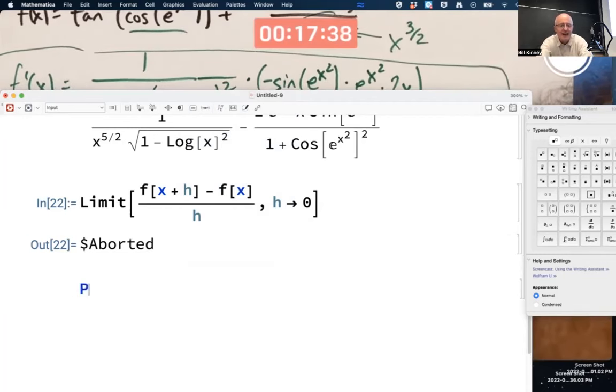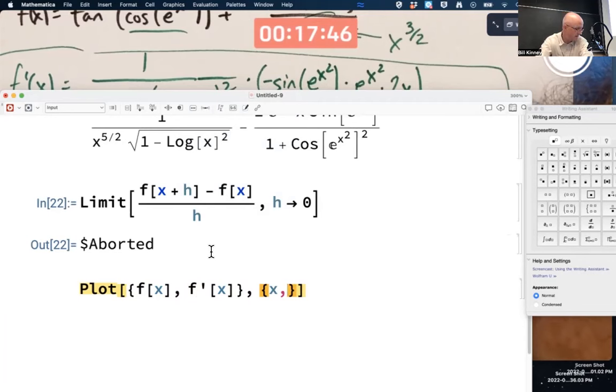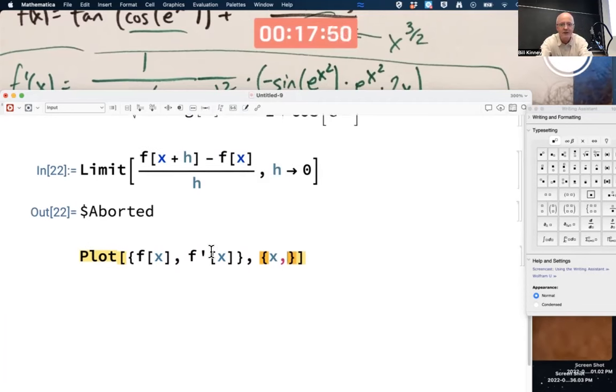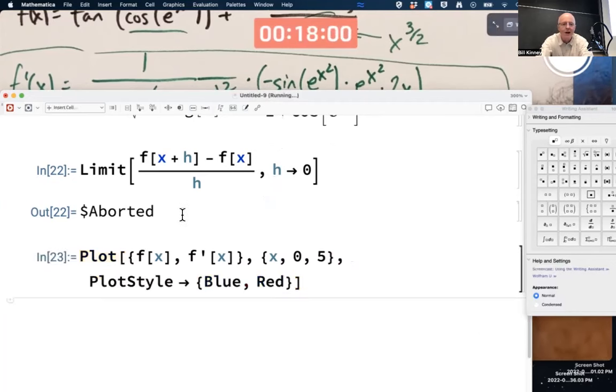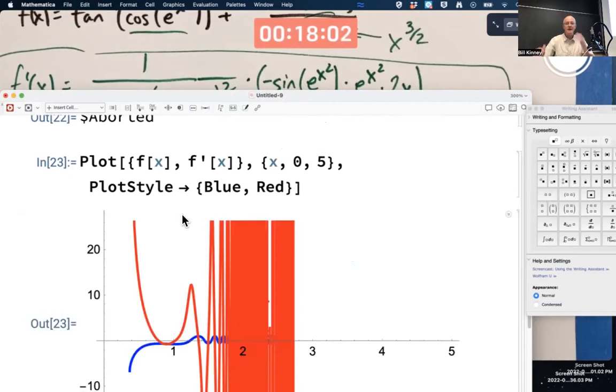Can we graph this thing and its derivative? We can certainly try. Do I know what the graph looks like? I have no idea what the graph looks like. I do have a logarithm function in there, so I do need to plot this for positive values of x. I'll just try this. Make the original function blue and the derivative red. Maybe they're so complicated that's okay.